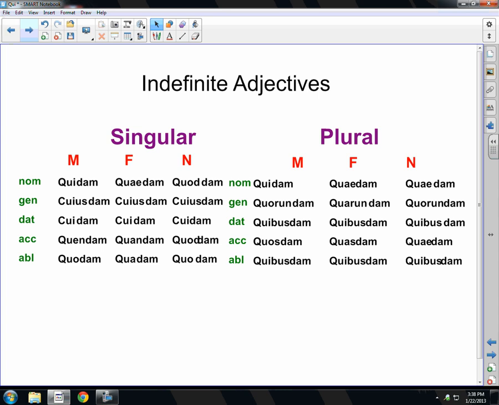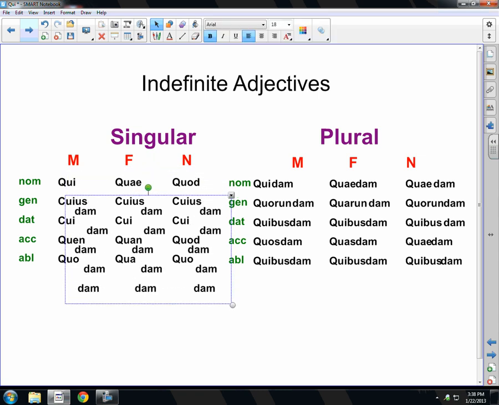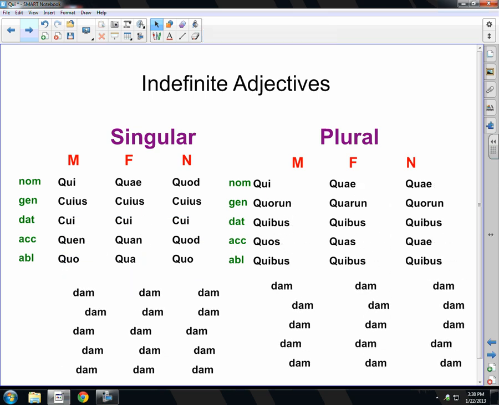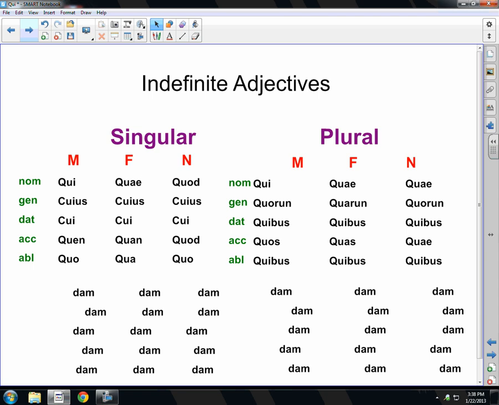They act just like adjectives. They're going to modify a noun. Sometimes that noun is understood, and we call that a substantive. But here's the cool thing about this. If I pull all of these DAMs off, this should look familiar to you because I have qui, quae, quod, quis, quis, quis, cui, cui, cui, and then I have quem, quam, quod, quo, qua, quo. The only difference is the M's have changed to N. And they do the same thing over here with the quorum, quarum, and quorum. They change to N. So if I can remember to change my M's to an N when I'm dealing with indefinite adjectives, then what I have here is just a relative pronoun chart. They're the same that we had for the relatives.